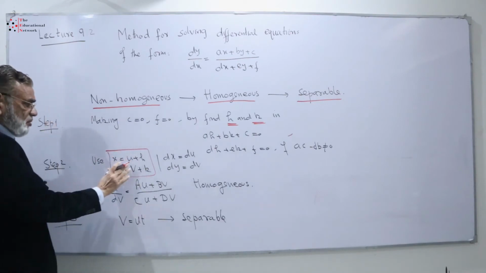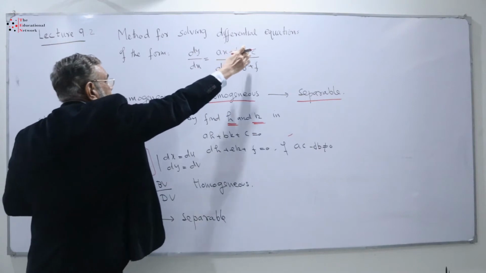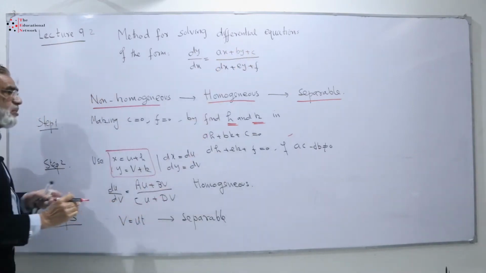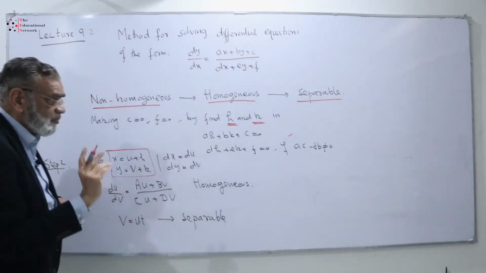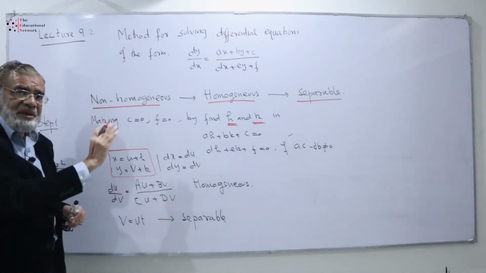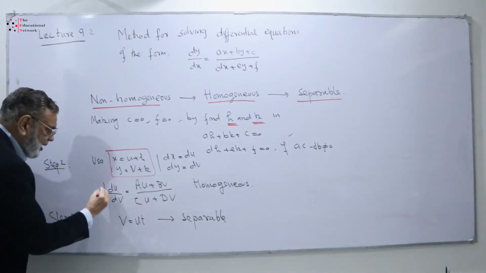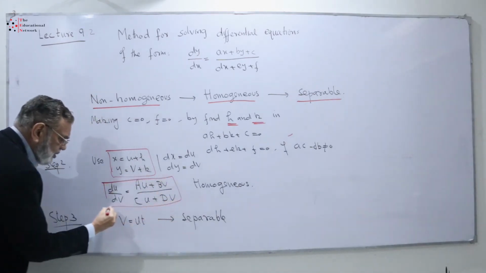Then when you substitute these values of h and k in this equation, the constants c and f will be 0 because we have already calculated them from here. I will explain with the help of an example how we are going to get this. This is the basic idea, the basic method. Then we will get an equation, and this equation is a homogeneous equation.